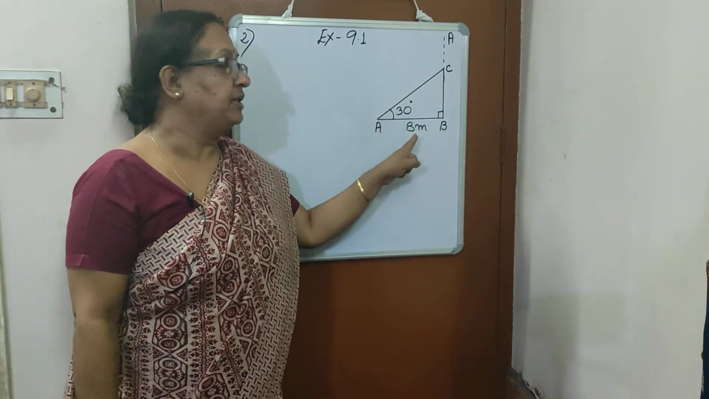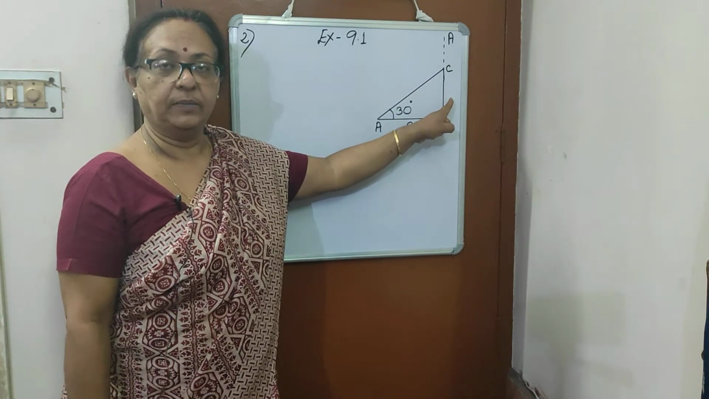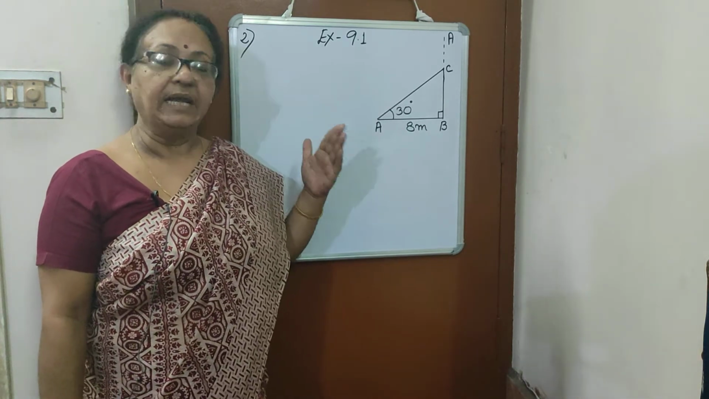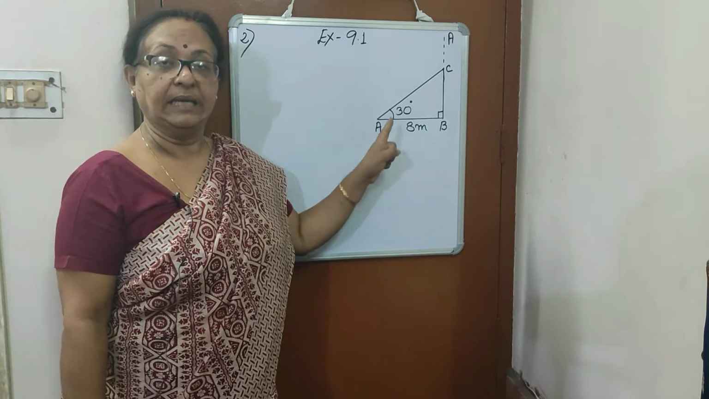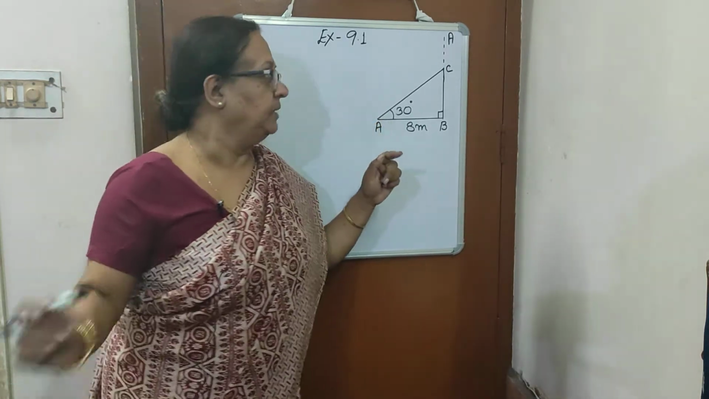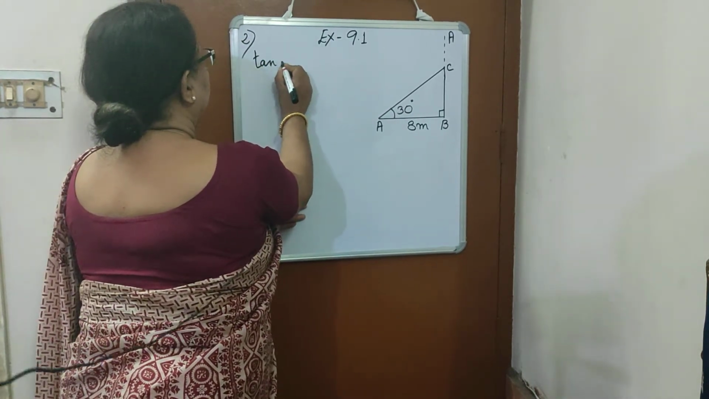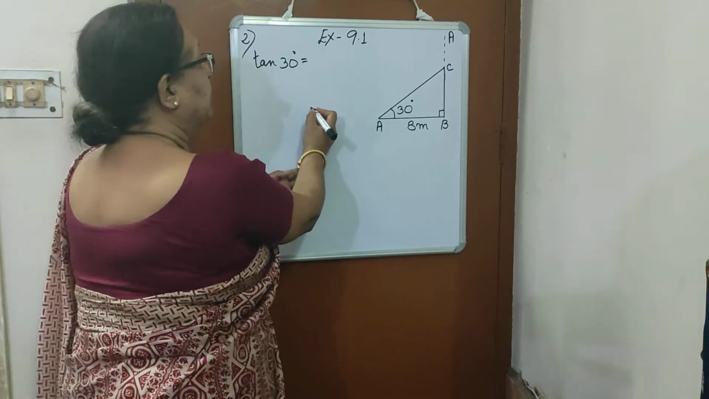This is the base of the triangle, BC is the perpendicular. So, which relation can we use? Any relation which connects the perpendicular and base? Yes, tan. So, we start with tan 30. Tan 30 is perpendicular by base.